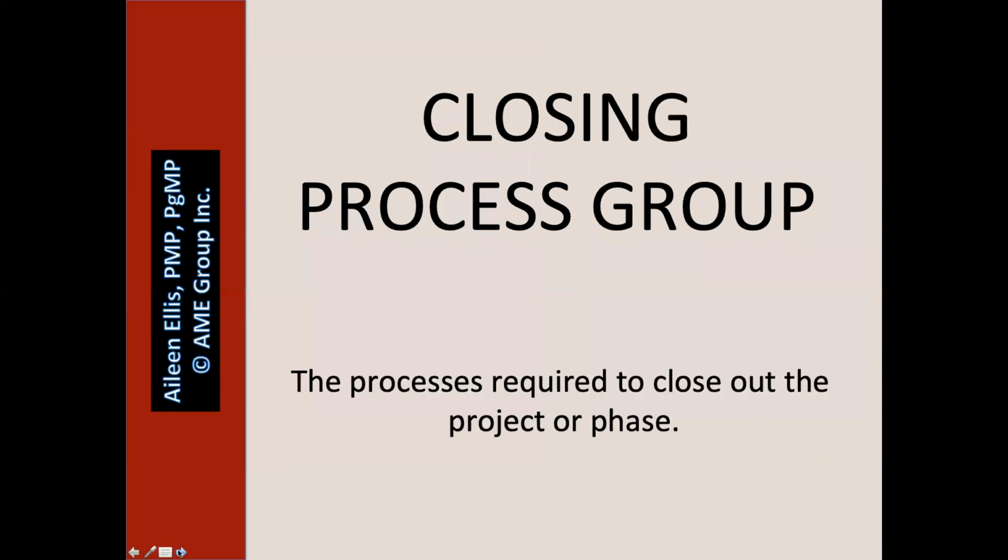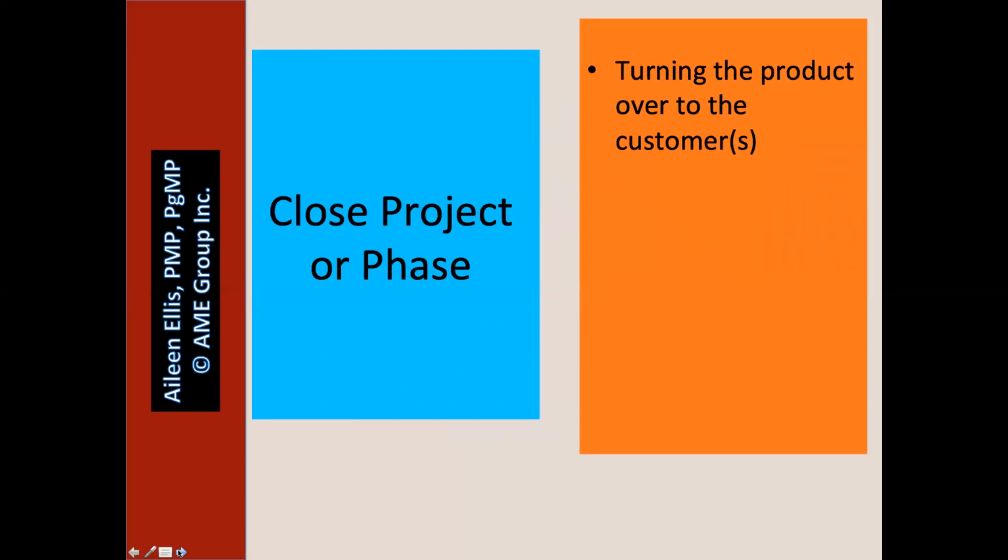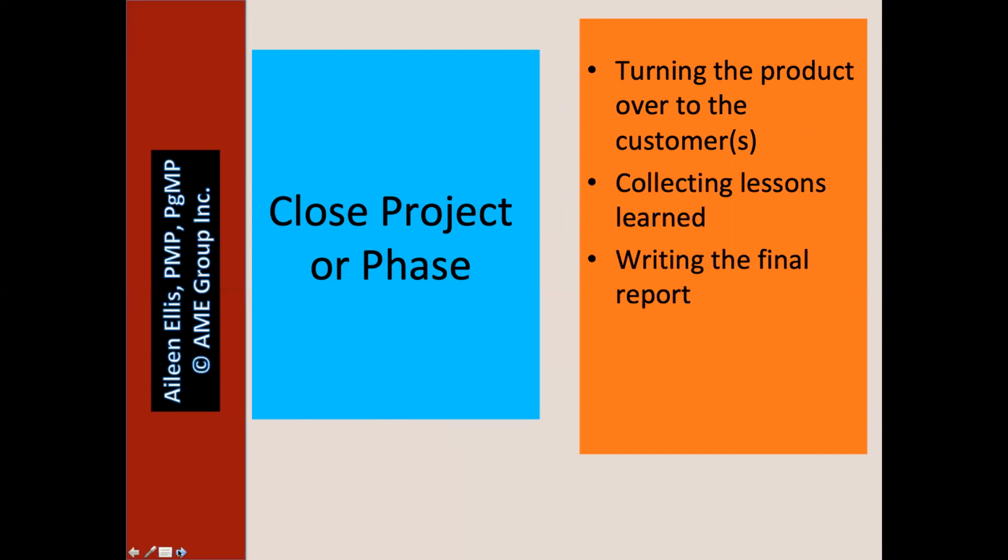Almost done. Closing process group. The processes, and there's only one, required to close out the project or phase. Close project or phase, turning the product over to the customer or customers, collecting lessons learned, writing the final report, closing out the project.